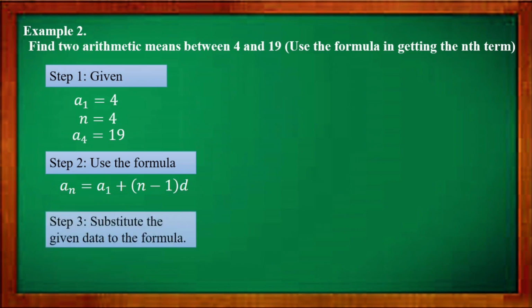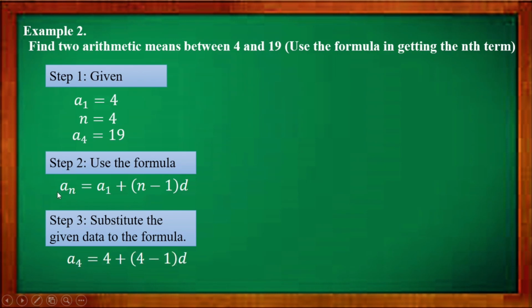So after that, we can now substitute the given values to this formula. That is why we will have a sub n again is 4 equals a sub 1 is 4 plus n is 4 minus 1 times d. So the value of d is still missing, so we are going to find it first for us to get those arithmetic means.